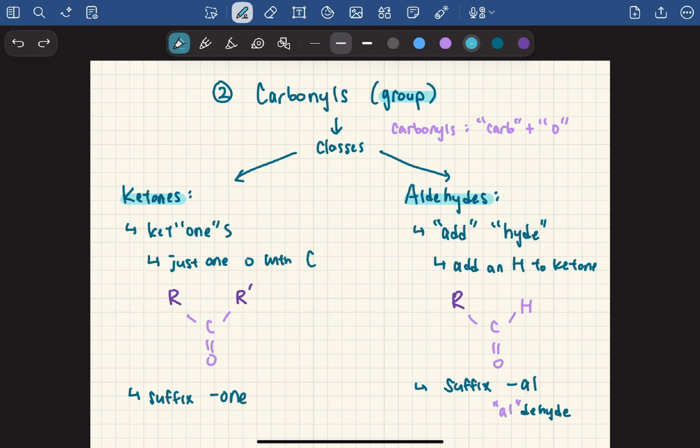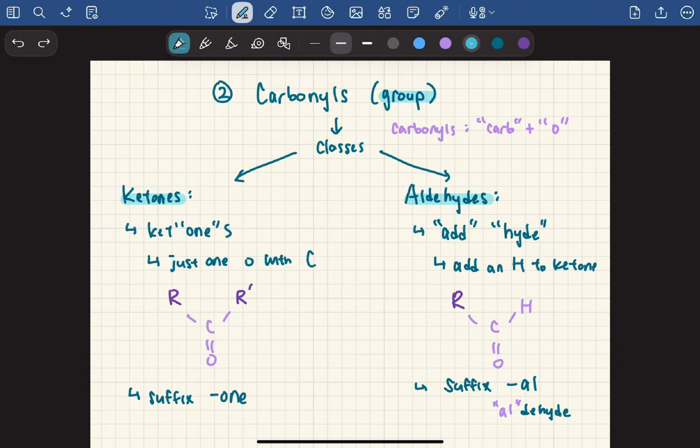And if we start with ketones, there's just one O with the C, and the O with the C will always be double bonded because of oxygen's 6 valence electrons, so it will be bonded to 2 different R's, so they can be 2 different compounds, or they can be the same one. And the suffix is just one from ketone, so this is one that you will have to know how to name.